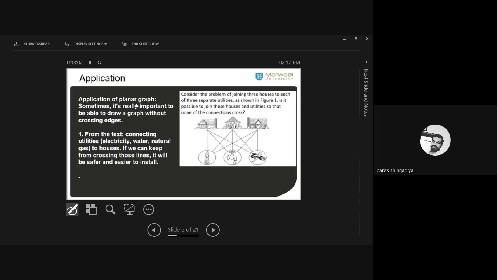So now, is it possible here? You have three houses, A, B, and C, and you have three networks, three utilities, with which you have to connect all three houses. Okay? As three gas pipelines, three water, and three electricity wires. So you have to apply all these utilities, connecting to the three houses, in such a way that no utility intersects at any place. Is it possible?